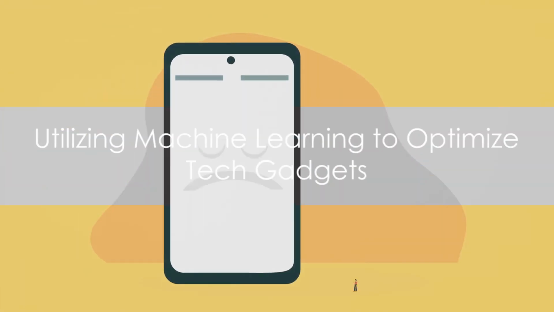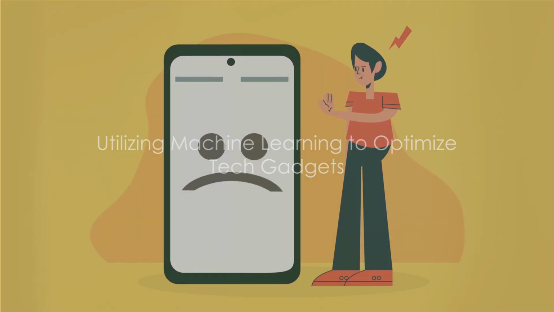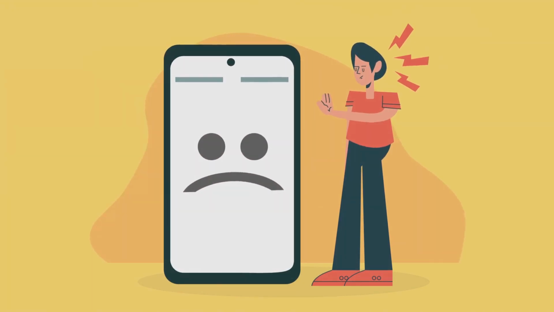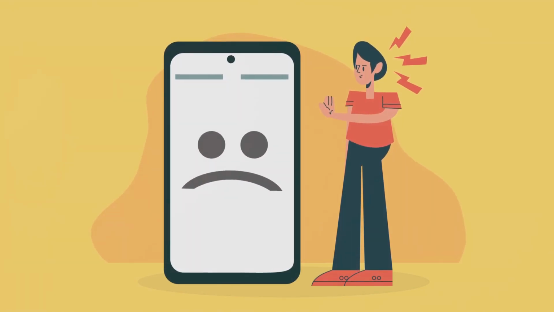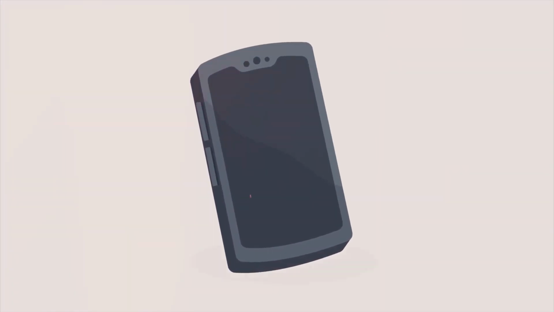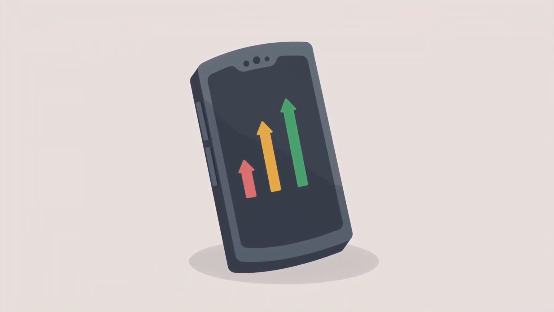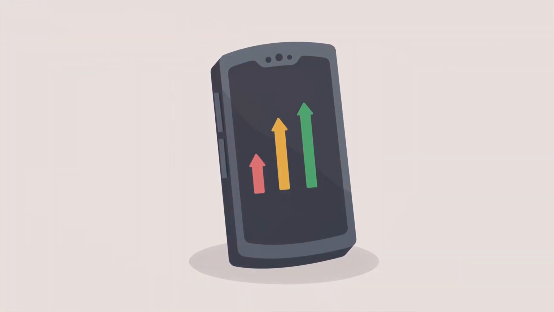Now, how does one utilize machine learning to optimize tech gadgets? Here are some easy-to-follow steps. Step 1. Identify the problem. Is your device slow? Does it consume too much battery? Or perhaps it's not as user-friendly as it could be. By pinpointing the issue, you can then use machine learning to address it effectively.